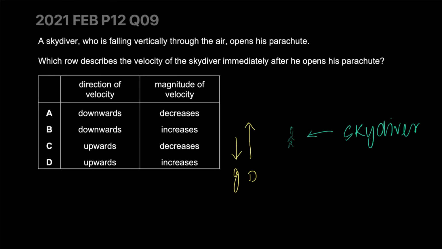So what's happening to his velocity? His velocity is going to be really high while he's falling downwards. So that's his initial velocity. Let's call that u. And right after, I'll just put his velocity right next to it.